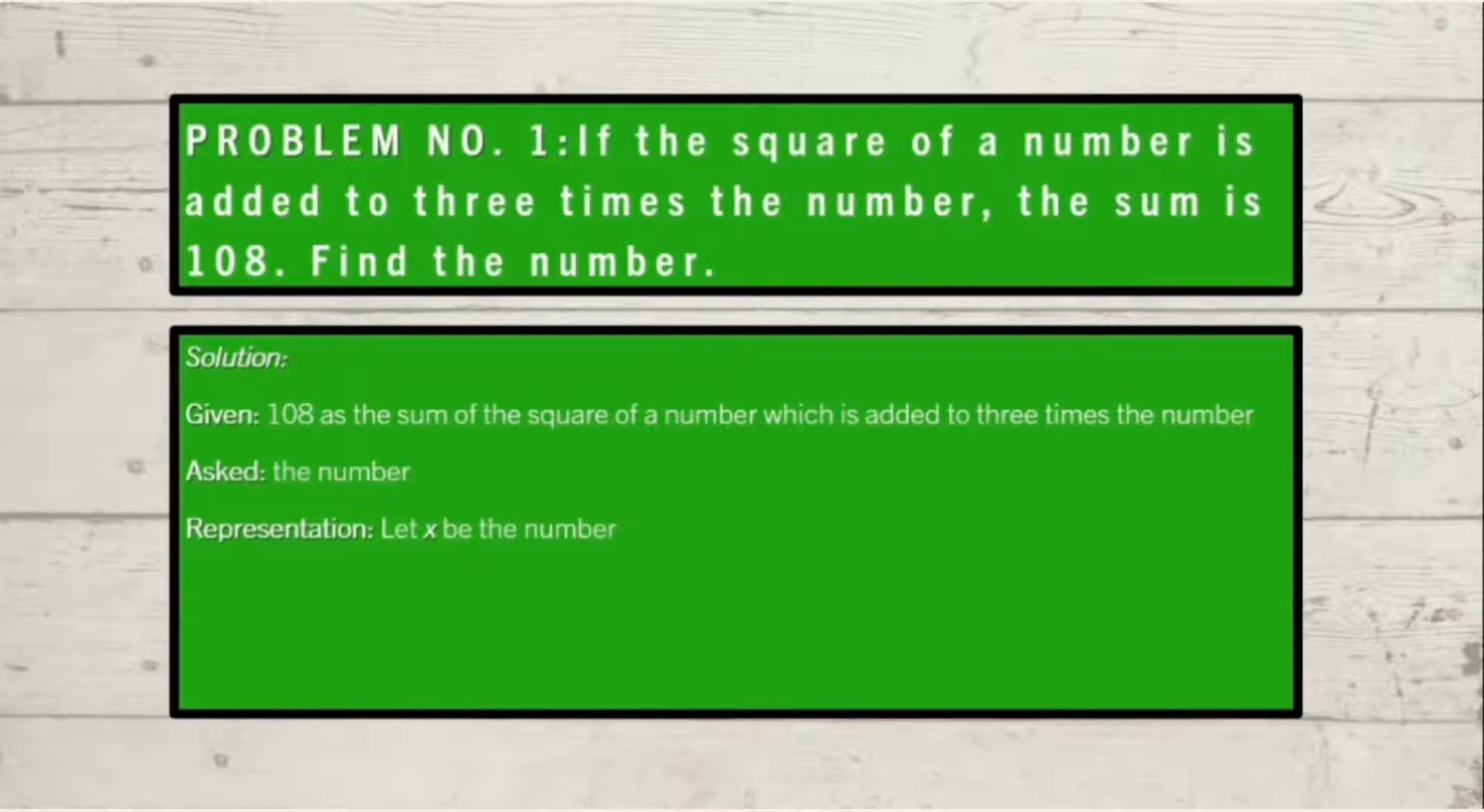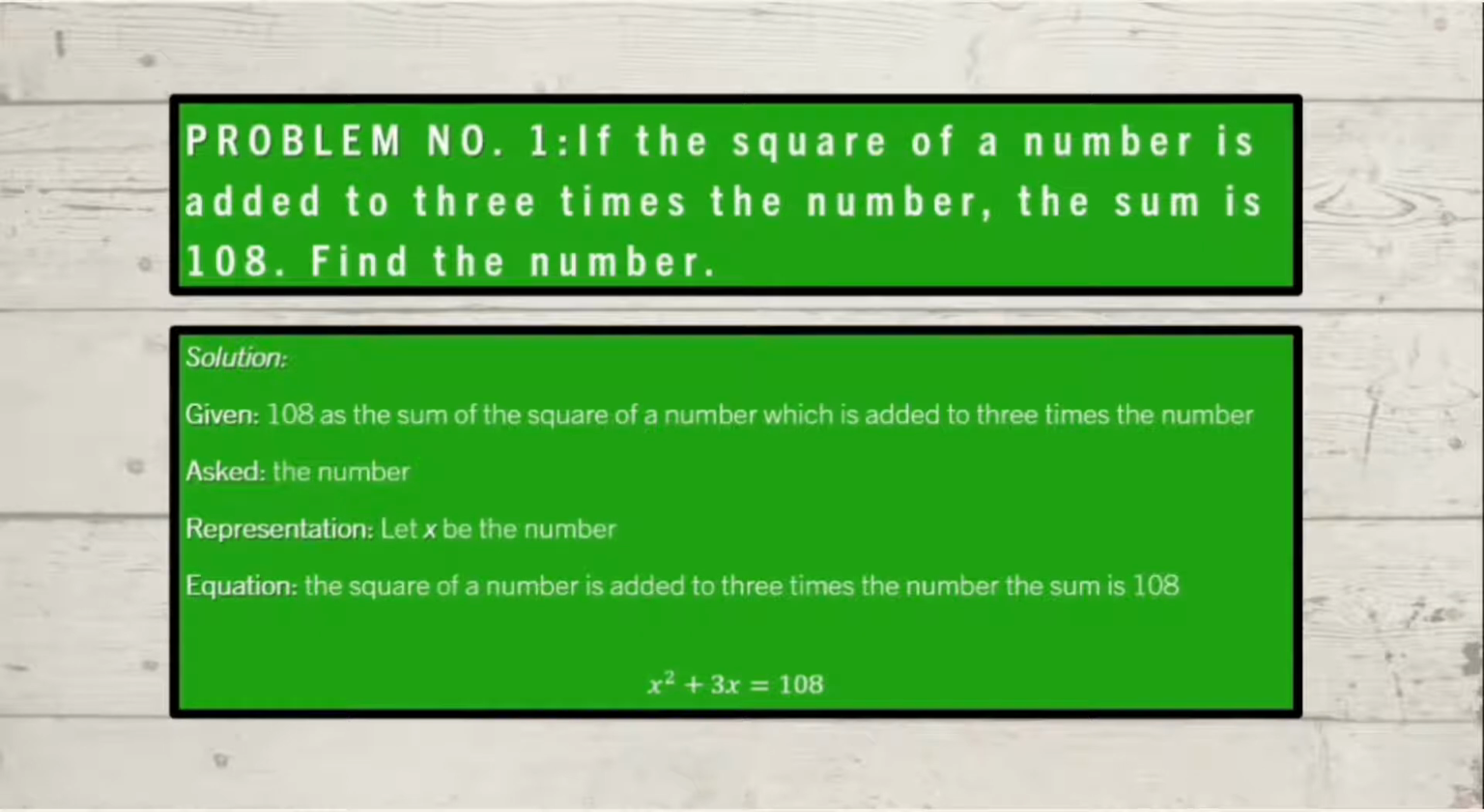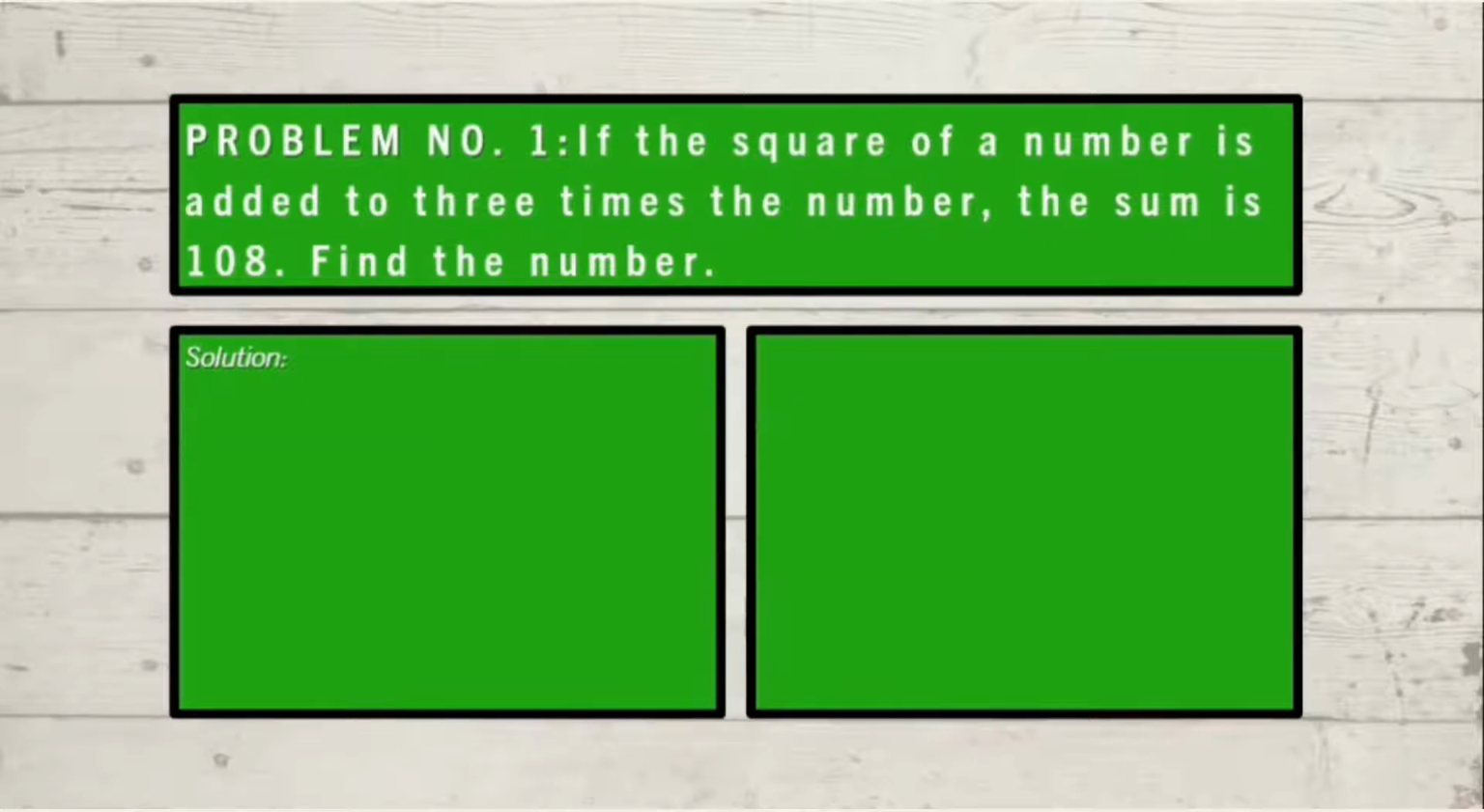From the representation, substitute the x for the number. The square of a number is added to 3 times the number, the sum is 108. Therefore, the square of a number is x squared. Added to 3 times the number is plus 3x. Sum is equal, and 108 is as it is. The resulting equation is x squared plus 3x is equal to 108.